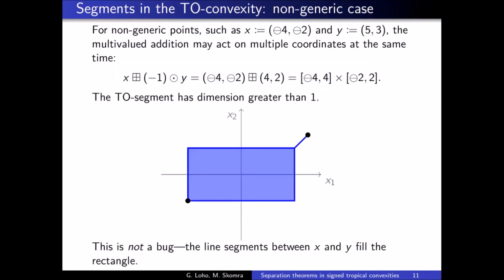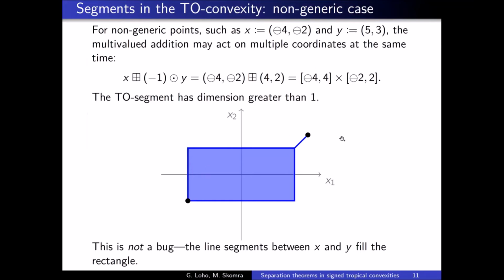However, you can also take 2 non-generic points. So here I modified a little bit the previous example. And in this case, what you will note is that the addition may be multi-valued for some combinations on multiple coordinates at the same time. So if I take this combination of these 2 points, you will see that this is our result. So when I do the multi-valued addition on these 2 points, I obtain a whole box, right? And in this case, the TO segment between those 2 points has dimension greater than 1. So this is this TO segment between those 2 points.